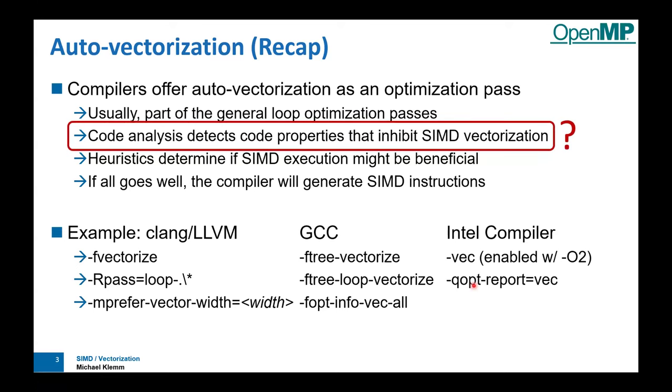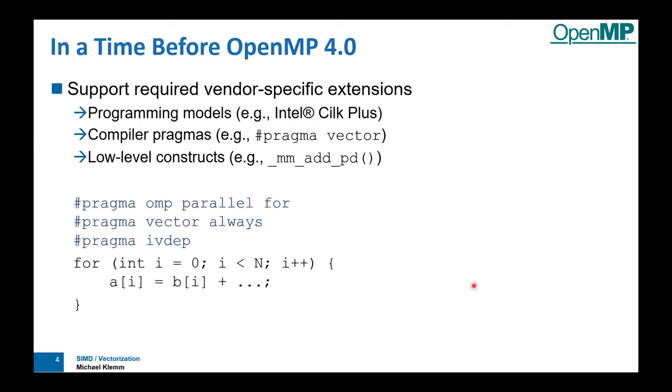All right, so we talked about this before. In a time before OpenMP 4.0, this is how the situation typically looked. Either you had to go to a different programming model, like Intel Cilk Plus, which is unfortunately no longer available. It was a pretty interesting programming model. You would have to go to compiler pragmas like pragma vector, or even in the worst case, go to low-level constructs like x86 intrinsics to issue an add instruction on packed double precision data elements, which then corresponds to one of the addition instructions in the ISA.